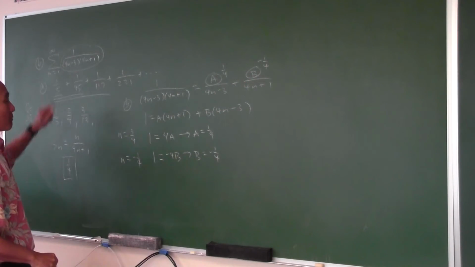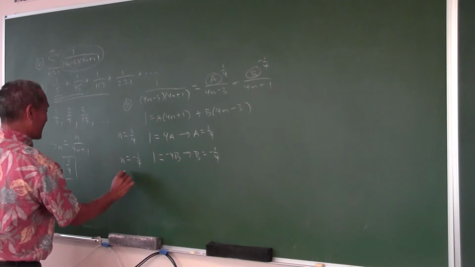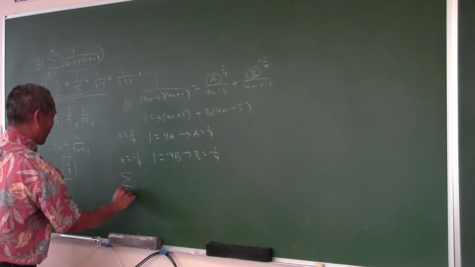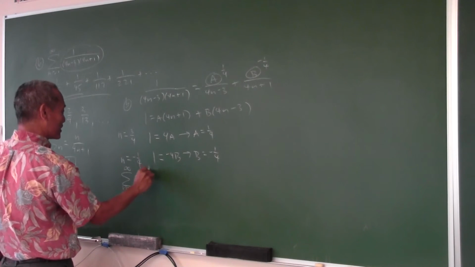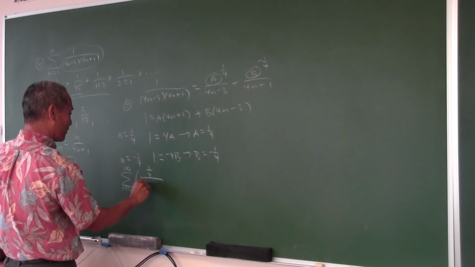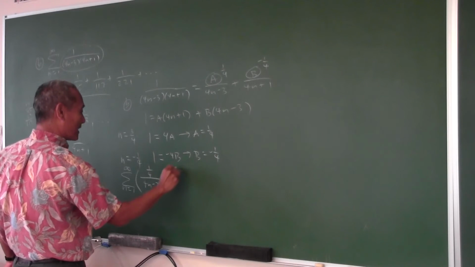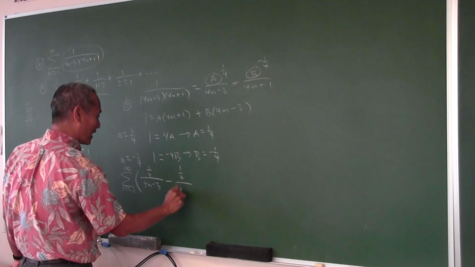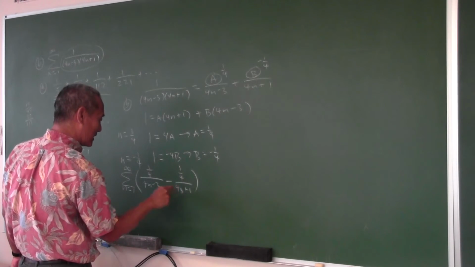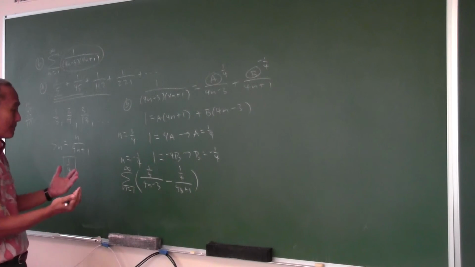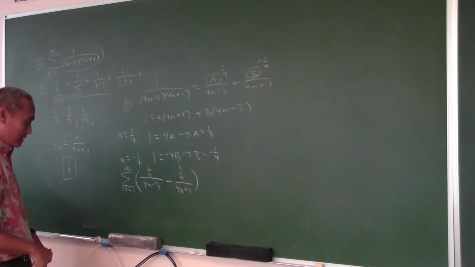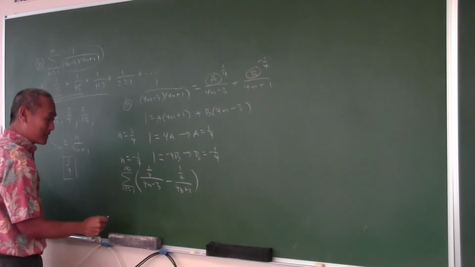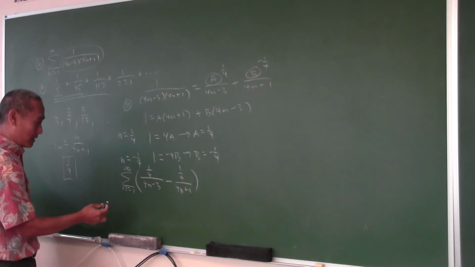So this original problem, instead of computing it in the form that it's in, why not put it in its decomposition? 1/4 over 4n minus 3 minus 1/4 over 4n plus 1. See, this is the same thing as that, except that we just decomposed it. They're equal to each other. Now, how do I compute this thing?